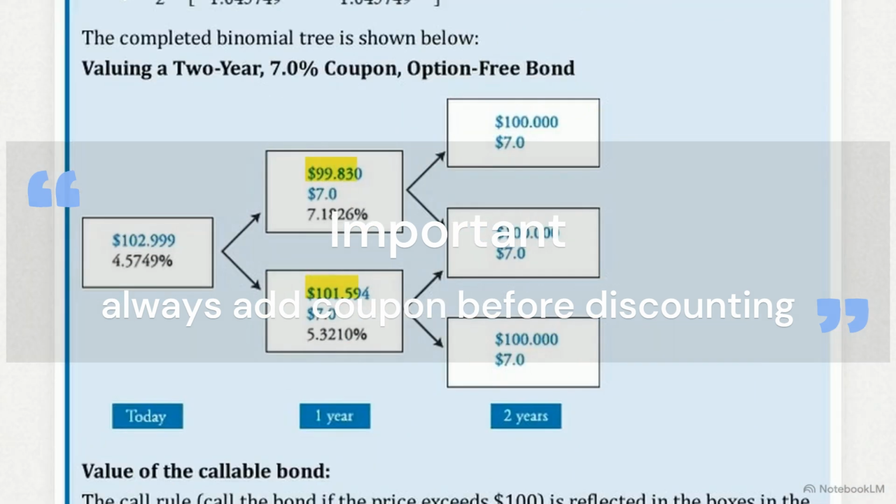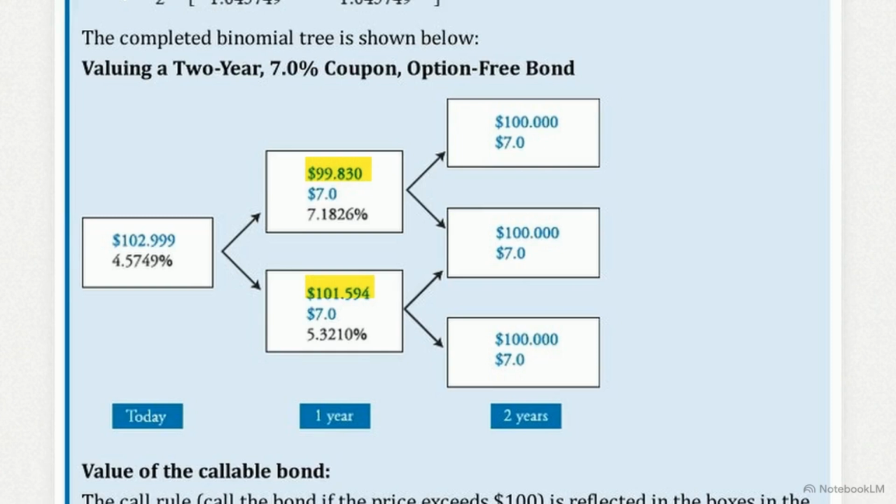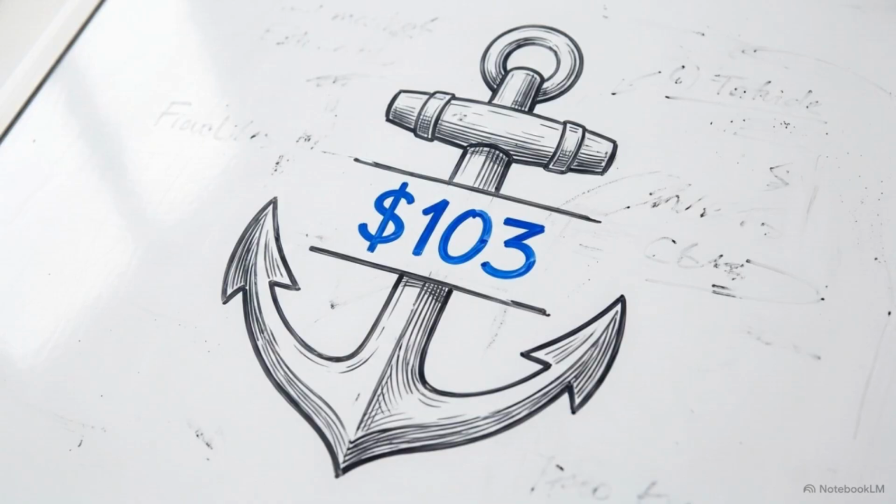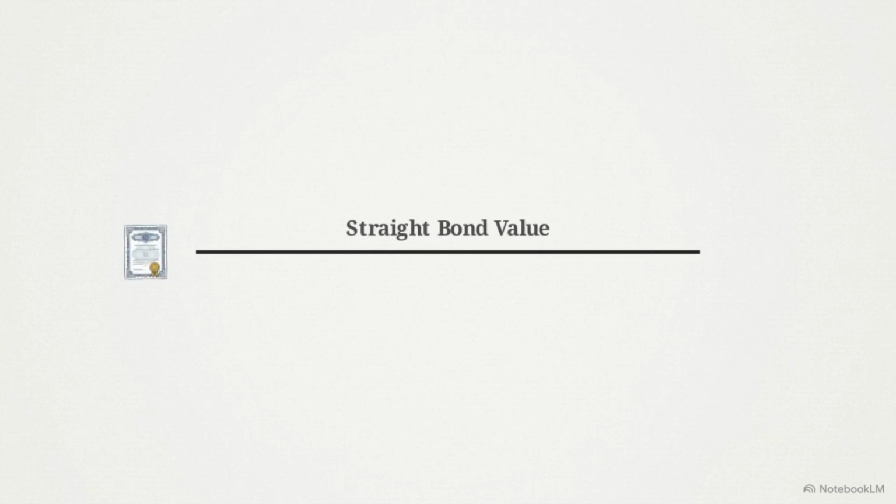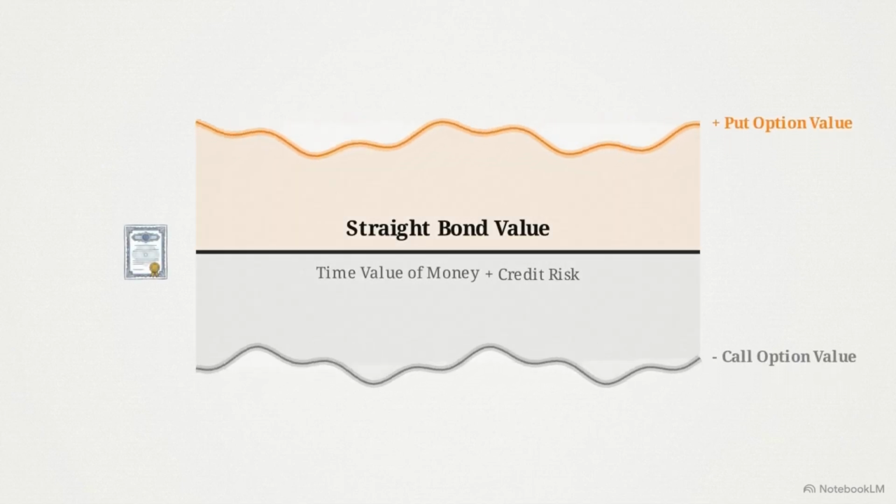The completed math reveals year-one node values of $99.83 and $101.59. Once we discount those back one final period, we arrive at a node zero present value of $102.99. This $103 price serves as our anchor. It represents the pure time value of money and credit risk, isolated from the distorting effects of embedded options.